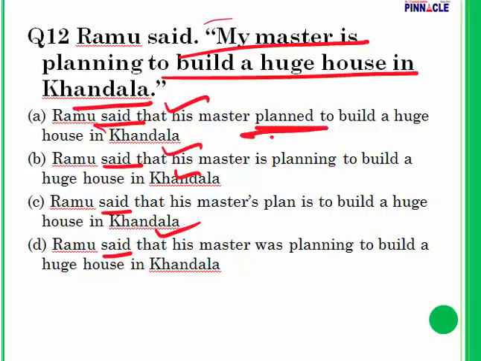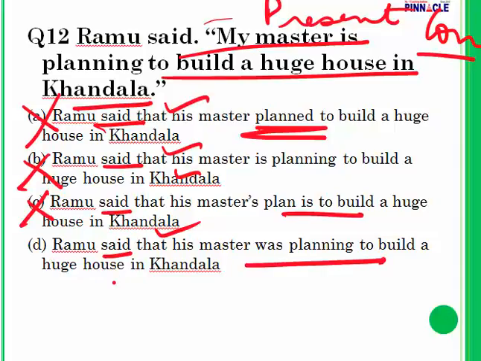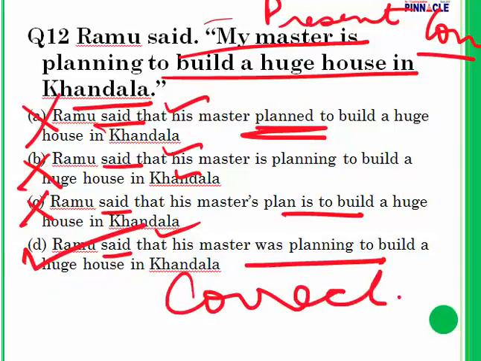Ramu said that his master planned. Here tense has changed. In the given reported speech, my master is planning, we have present continuous here. It has to change to past continuous. Here there is no past continuous, so it gets eliminated. There is no past continuous here also. My master's plan is to build. This is also incorrect. Do we have past continuous here? Yes. Ramu said that his master was planning to build a huge house in Khandala. D is correct. Answer is D.